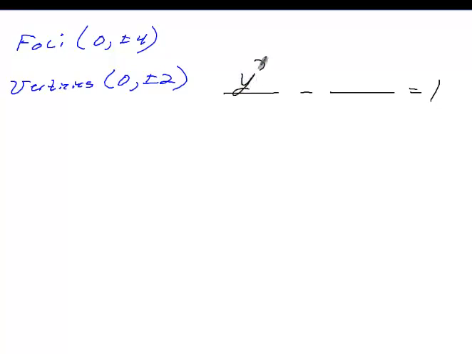So I get y squared minus x squared on top. Everybody okay? What number comes out of the vertices, A or B? A. So I'm going to have 2 squared on the bottom there. Everybody good? Okay, the foci stands for my C, so I'm going to have to use foci to find my B. So the focus equation is C squared equals A squared plus B squared. Plug in what you know.